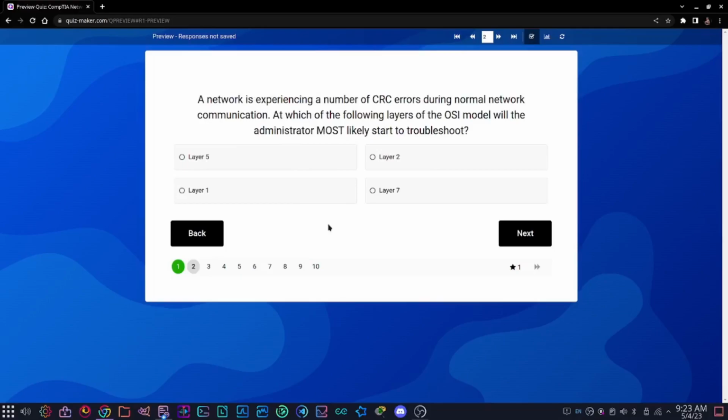Alright, question 2. A network is experiencing a number of CRC errors during normal network communication. At which of the following layers of the OSI model will the administrator most likely start troubleshooting? Now, if you know anything about the OSI model, which is a 7-layer model, you know that CRC errors, or cyclic redundancy checks, would happen at layer 2 of the OSI model.